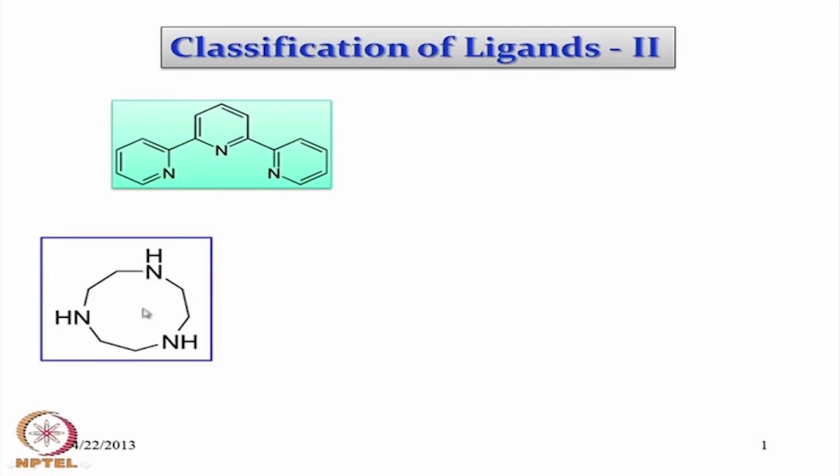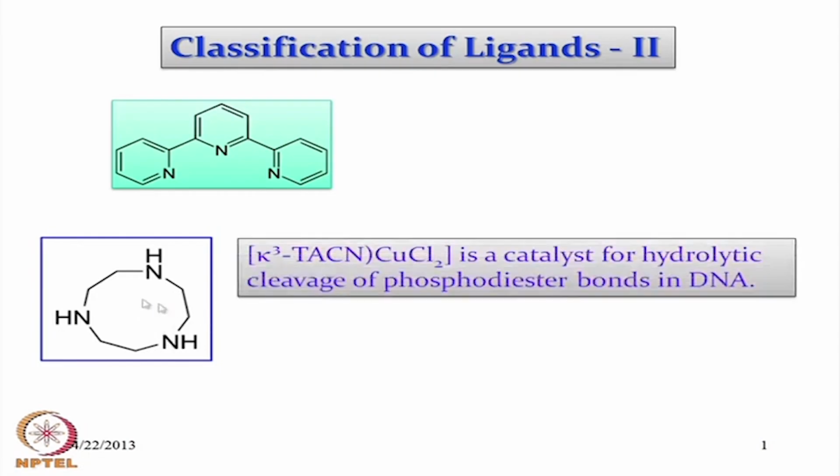So, binding to any metal center can provide us 3 metal-nitrogen bonds, the first bond with this nitrogen, the second bond with this nitrogen, and the third bond with this nitrogen. So, if we can make the copper TACN compound of copper chloride, which is well known as a catalyst for hydrolytic cleavage of phosphodiester bonds of DNA. So, it has some biochemical reactivity for the esterase activity. So, esterase activity can only be shown for this sort of ligand, where the binding compared to any other tridentate ligand is completely different.